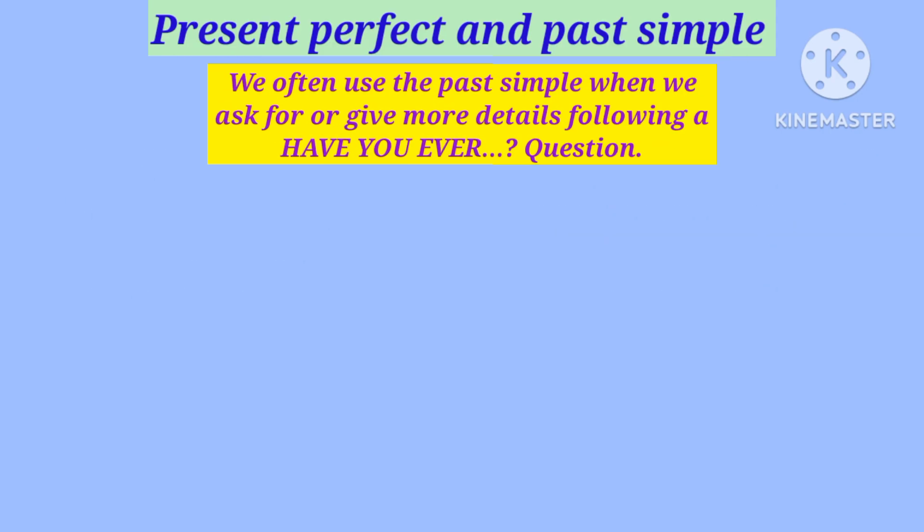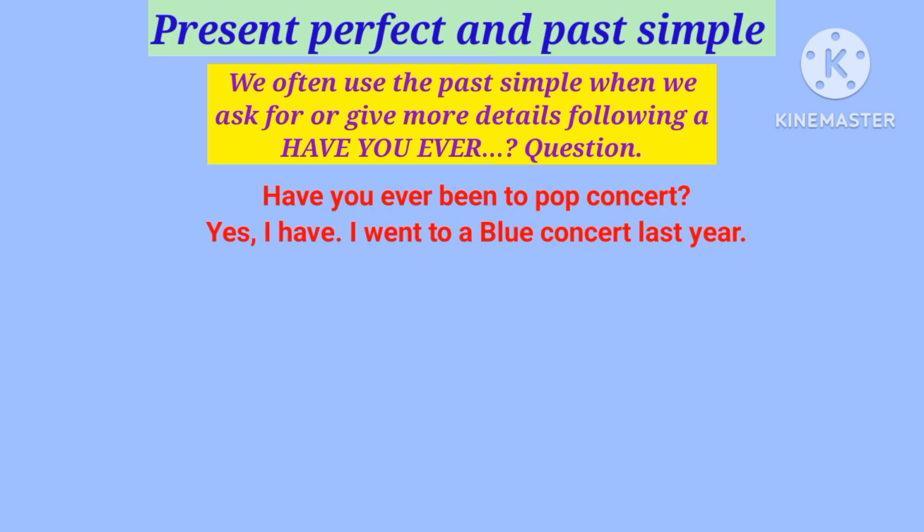We often use the past simple when we ask for or give more details following a have you ever question. For example, have you ever been to a pop concert? Yes, I have. I went to a Blue concert last year, because we are giving further details. That's why we are using past tense in our answer.